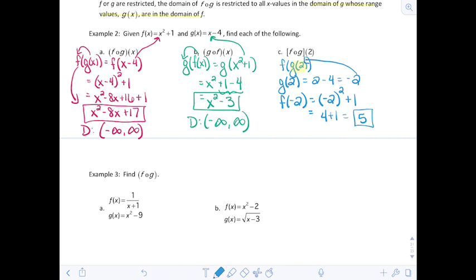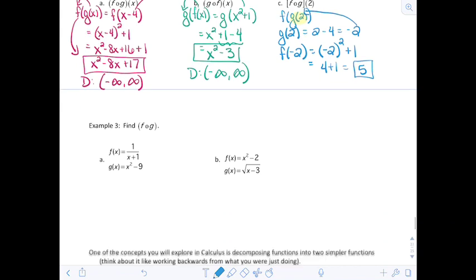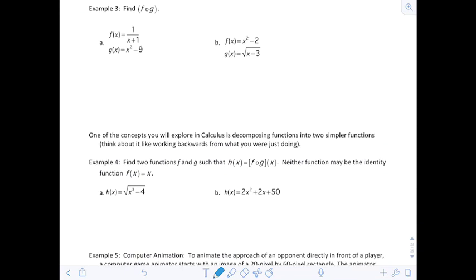Example 3, we're going to do a little more practice. In these couple of examples, we're going to see where we have some restrictions on the domain, and we have to define those restrictions. Okay, example 3, find f of g. So again, f of g of x.